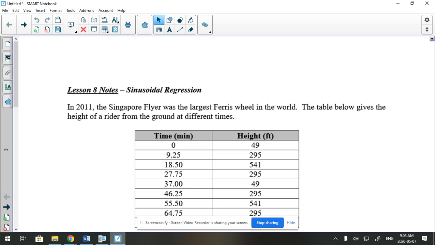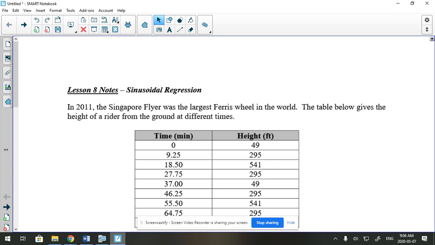Good morning. We're on to Lesson 8 Notes, Sinusoidal Regression. This works the exact same as all the other regressions that you've worked, but now we're dealing with curves that are repetitive in nature, kind of like a wave that we've been working on the last few days. So I'll just go through one example here so you remember how to put it all in your calculator.